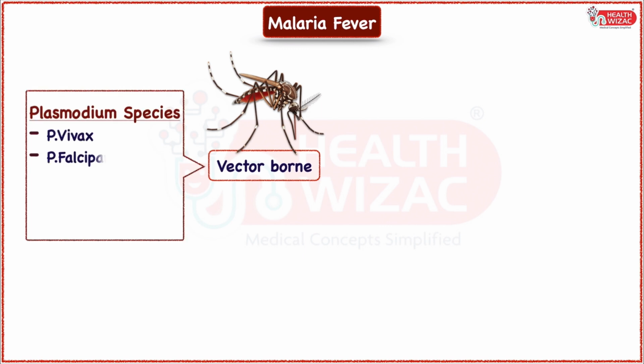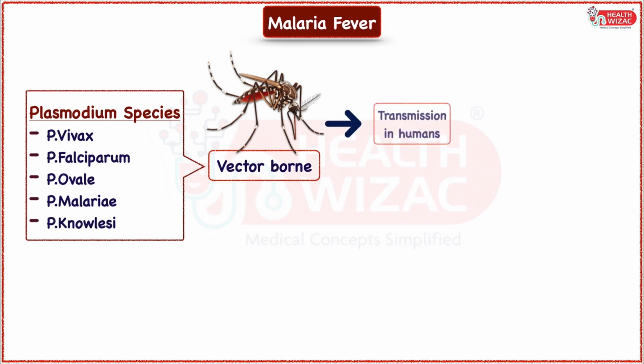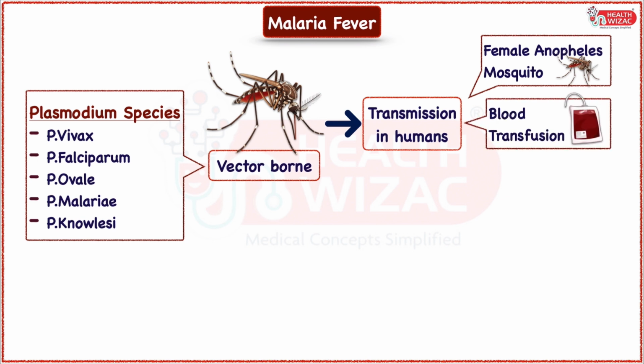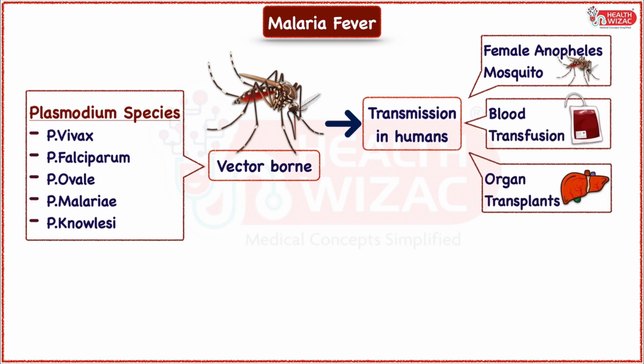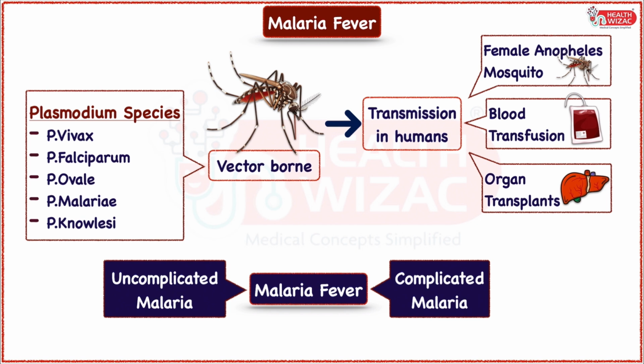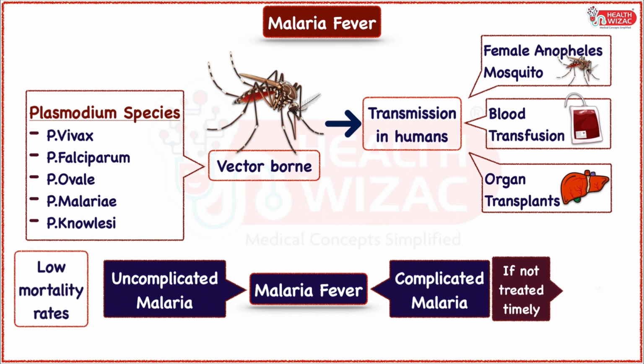Malaria is a vector-borne disease caused by one of the Plasmodium species including P. vivax, P. falciparum, P. ovale, P. malariae, and P. knowlesi. It is transmitted in humans primarily through the bite of an infected female Anopheles mosquito, but sometimes even blood transfusion or organ transplantation may transmit the infection. Malaria can either be complicated or uncomplicated. Uncomplicated malaria has low mortality rates, but recurrent infections and complicated malaria, if not treated timely, have high mortality rates.